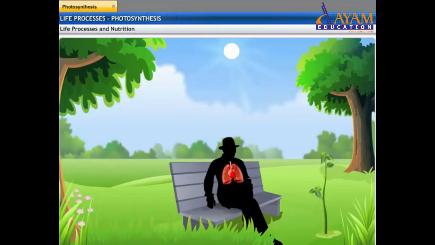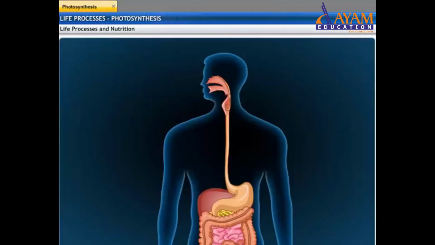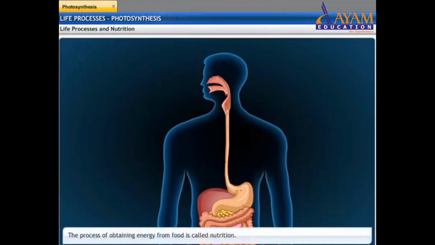Living organisms perform functions like synthesizing proteins and growing, even while they don't seem to be doing anything specific. The processes that help in carrying out these metabolic functions are collectively called life processes. In order to perform these life processes, living organisms need energy. This energy is obtained from food. This entire process of obtaining energy from food is called nutrition.